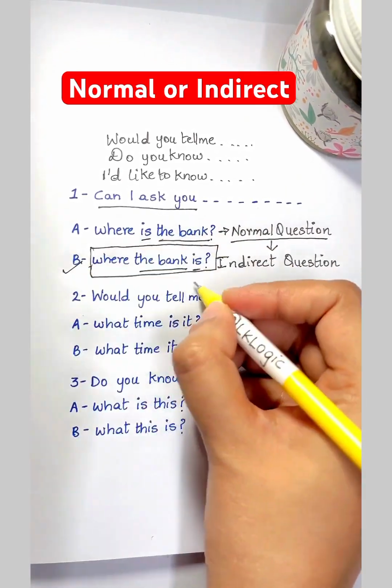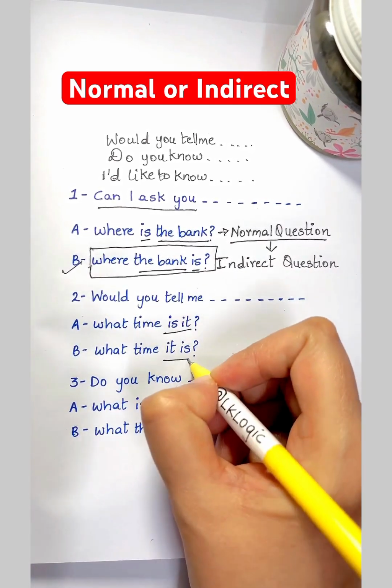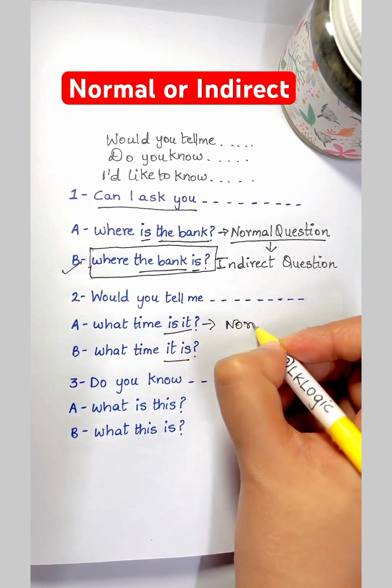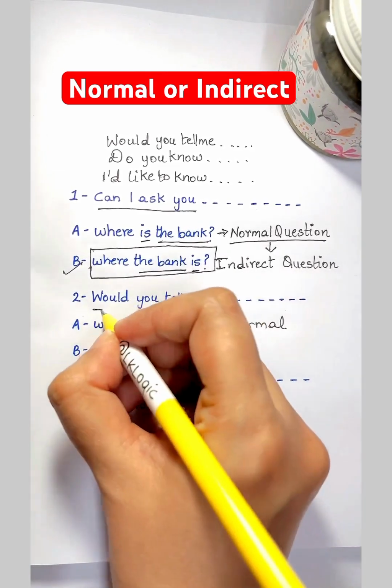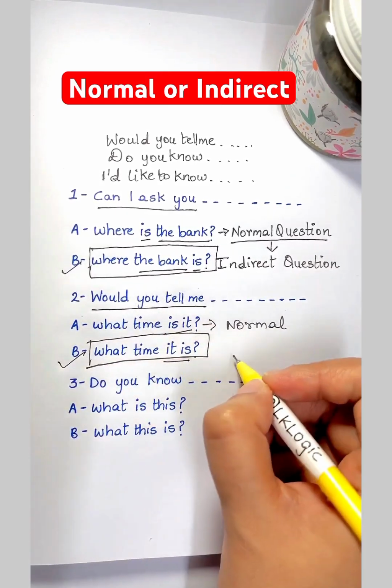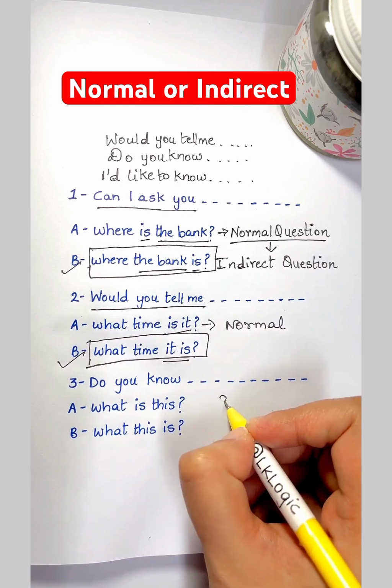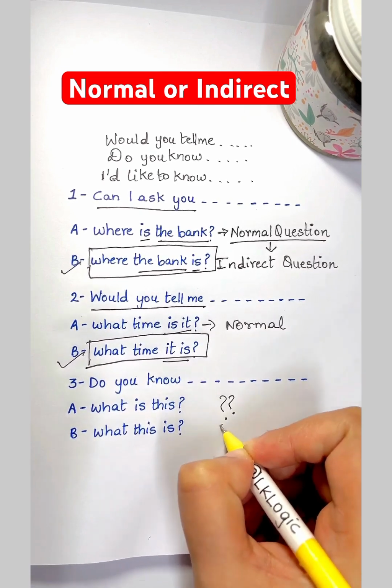That's the indirect question. Would you tell me what time is it or what time it is? Well, this is the normal question. What time is it? But because we start with would you tell me, so we choose what time it is. Would you tell me what time it is? You answer this one. Do you know what is this or what this is? Now go to the comments and write your answer A or B.